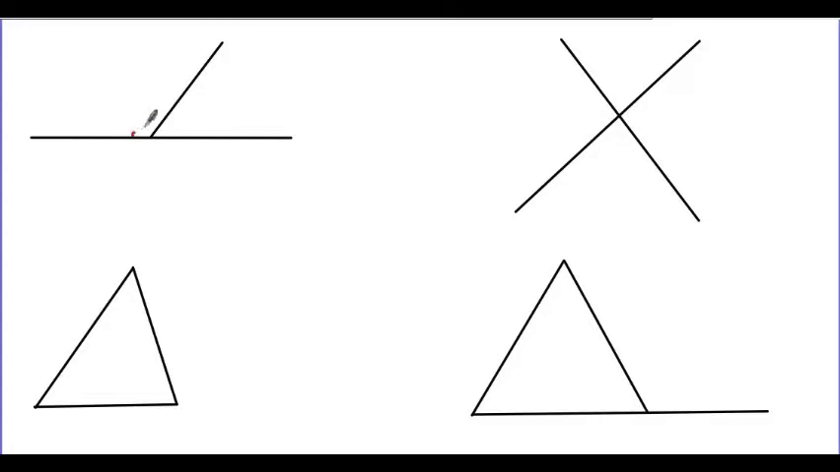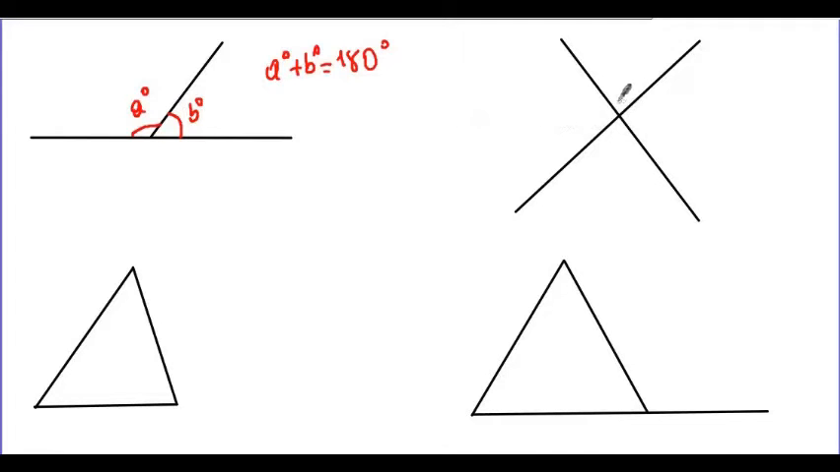For example, we have an angle here. Let's say this is angle A, or this is A degrees, and another angle, let's say this is B degrees. So here, A degrees plus B degrees is equal to 180 degrees.